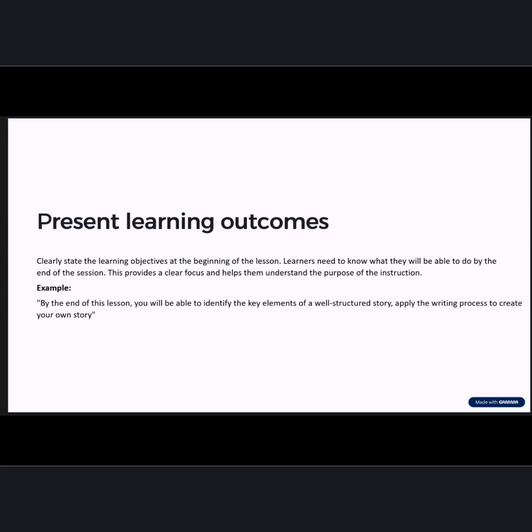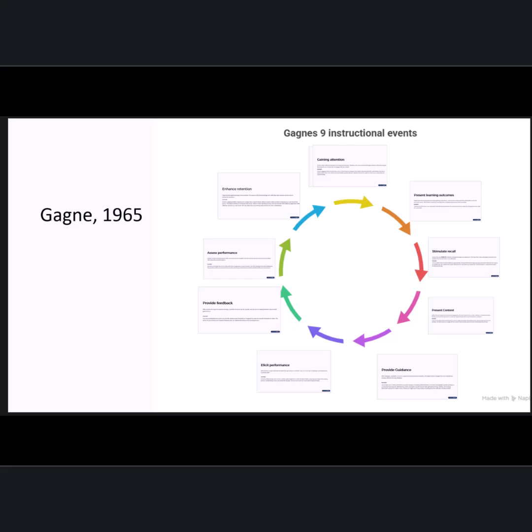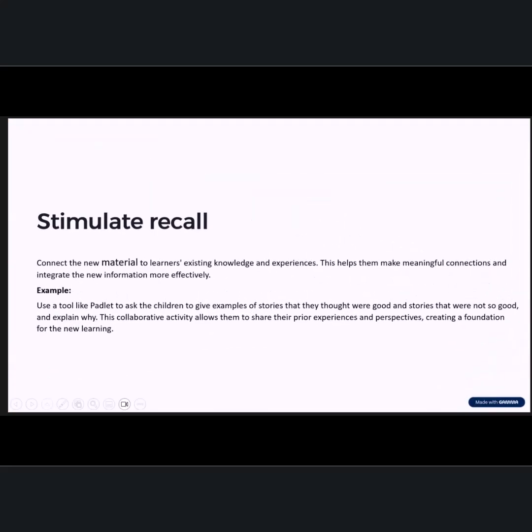The next event of instruction is stimulating recall. So this is where we connect the learning to students' prior knowledge and experiences. And this allows us to create meaningful connections and integrate new information more effectively. So here you can use technology like Padlet to allow children to give examples of stories that they thought were good and were not so good and explain why.